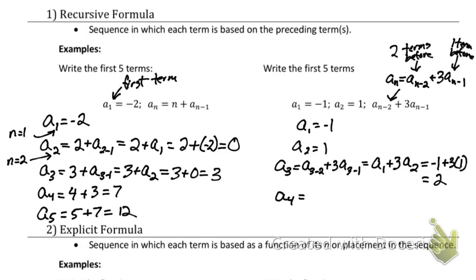A sub 4, so what we did here is a sub 3 equaled negative 1 plus 3 times 1. A sub 4 should be 2 terms before it, which is 1, plus 3 times the term before it, which is that. Let's make sure that works. So when I plug 4 in for my n's, I'm going to have a sub 4 minus 2, which would be a sub 2, plus 3 times a sub 4 minus 1, which is a sub 3. Well, 2 terms before is 1, plus 3 times 2 equals 7.